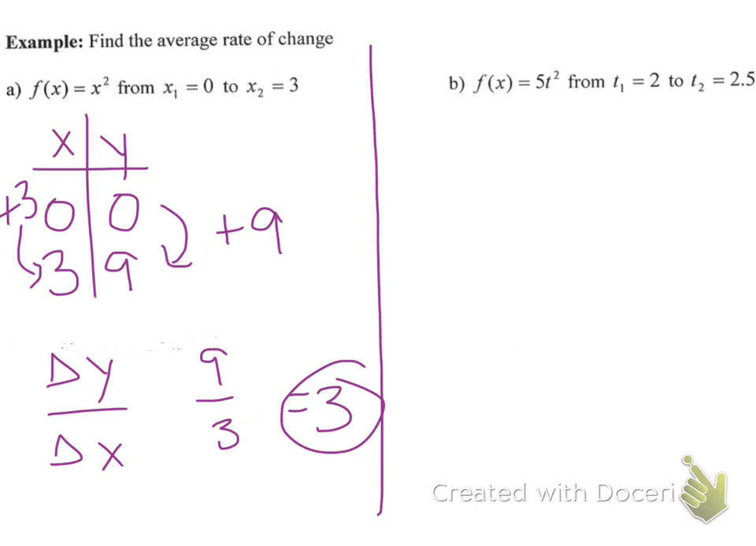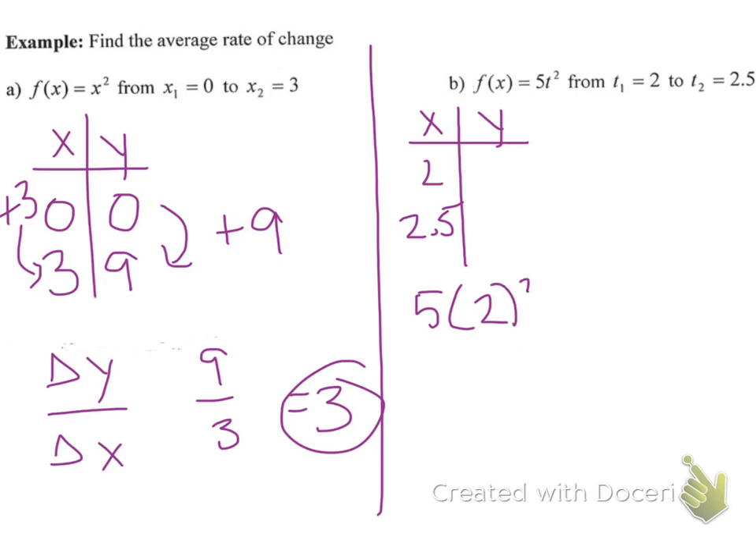Letter B is a little bit more involved. So notice the equation is 5x squared, and we now have a decimal. So let's set up our table. We're looking from 2 to 2.5. So when we do 2, I have 5 times 2 squared. So I have 5 times 4. So my output when I input 2 would be 20.